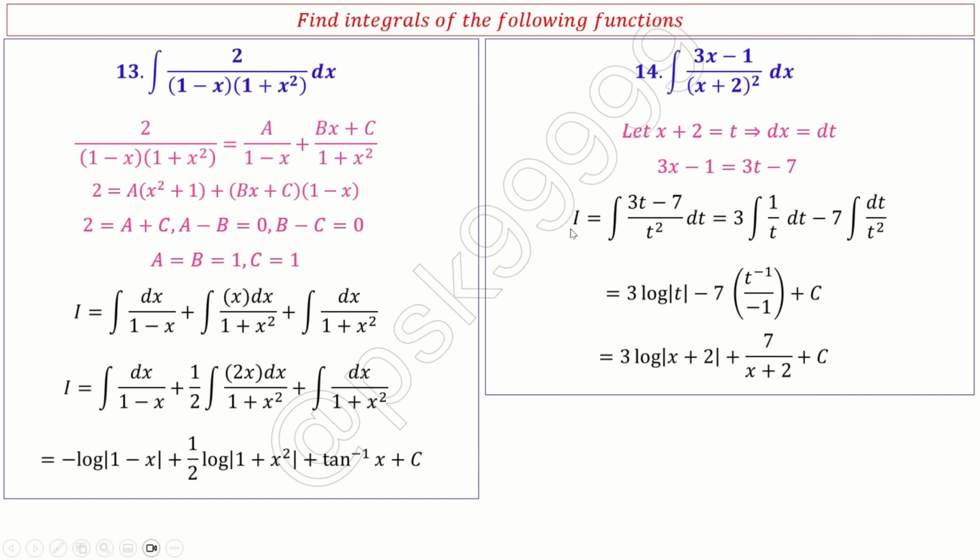Correct. So my integration will become 3t minus 7 by t square, which is nothing but 3 integration of 1 by t dt minus 7 integration of dt by t square. So this is how you can solve it, or you can also write it as a by x plus 2 plus b by x plus 2 whole square. Find a and b, you can solve it that way also. Okay, next.